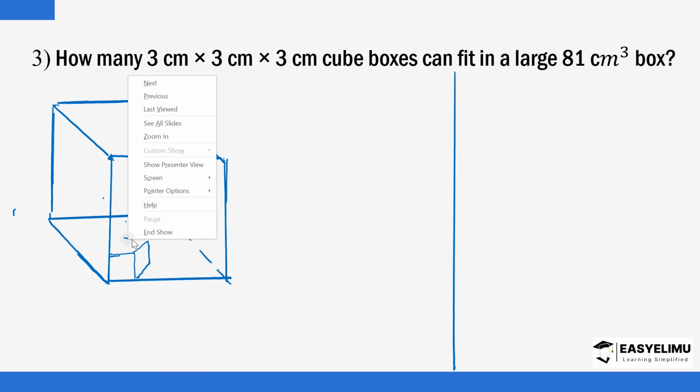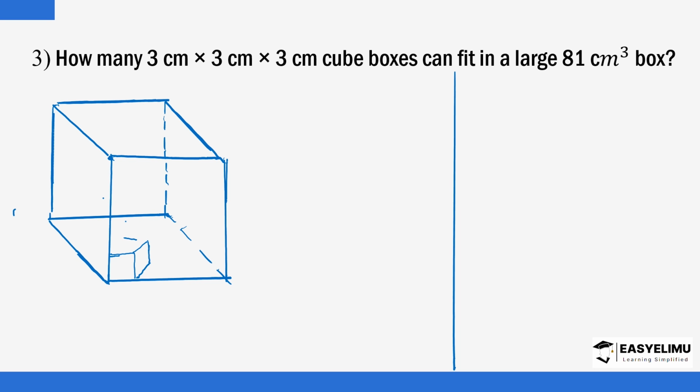So we have some small cubes inside this bigger one. We want to find out. So these ones are measuring 3 by 3 by 3. So we want to find out how many of these smaller cubes can fit in this larger one. So it's just a matter of dividing. Of course, the volume of the larger one is already given.